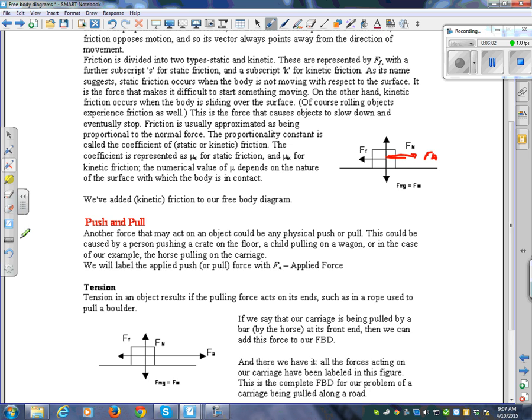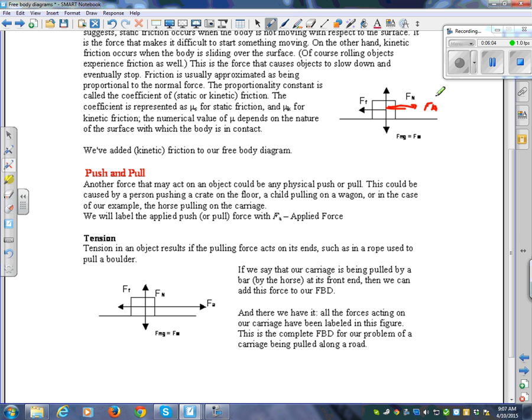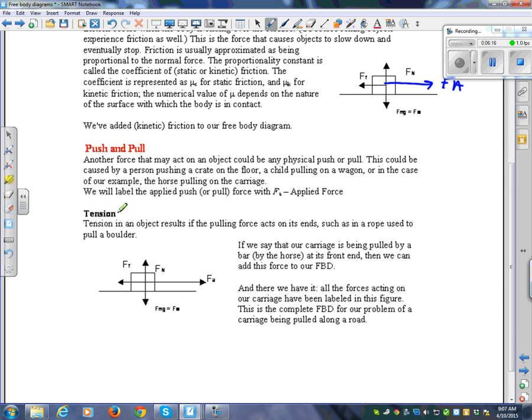Okay, so that's a push and pull. We would call that an applied force. This is an FA here. I'm giving you the simplified version of this. It could be tension, could be like from a rope. In this situation right here, I have FW down, FN up, FF to the left. What does the FF stand for? Friction force. So small f is friction, the big F is force.